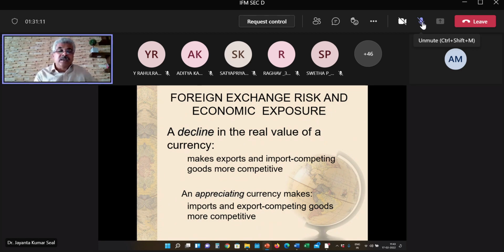Similarly, an appreciating currency makes imports cheaper and export competitive goods less competitive. So if your currency appreciates, naturally your imports become cheaper. And what happens to the goods which you are exporting? Naturally they become difficult. Your export will be expensive if your currency appreciates. So that is what we discussed, if there is a change in the real value of a currency.